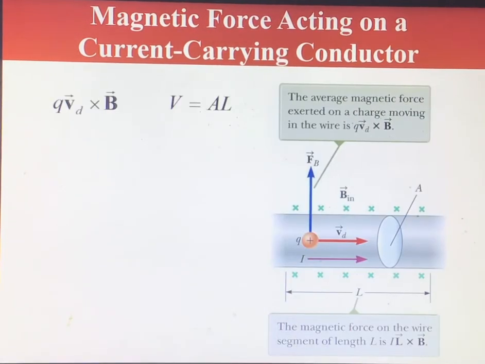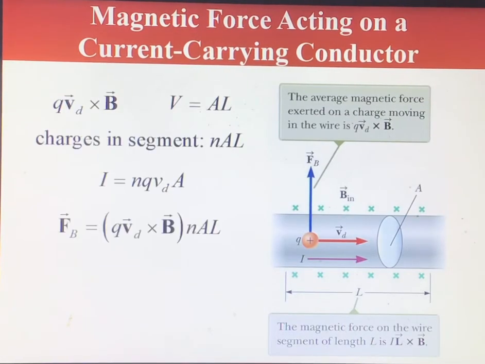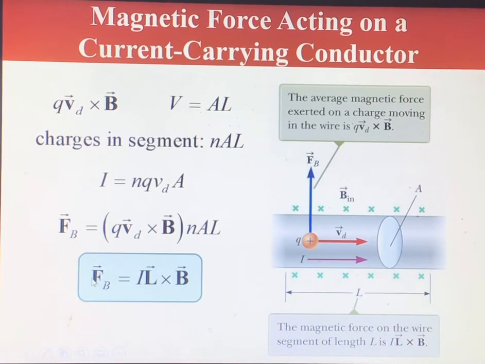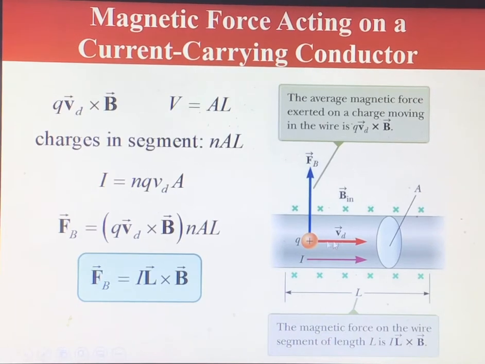All right, so now we're going to talk about an equation that we can use to calculate the magnetic force on a current carrying conductor. We've already said that if you have a charged particle that has some velocity in the presence of a magnetic field, the charged particle is going to experience a force that is given by this equation right here.